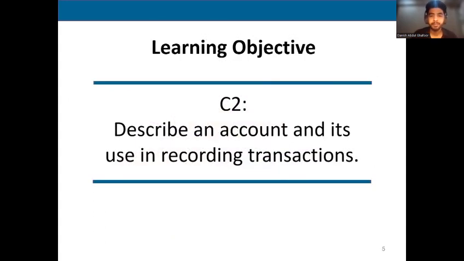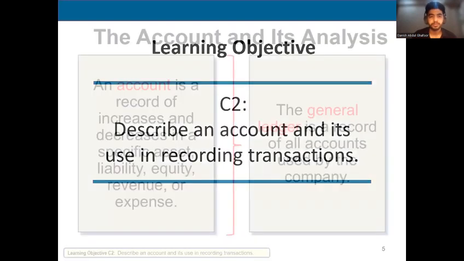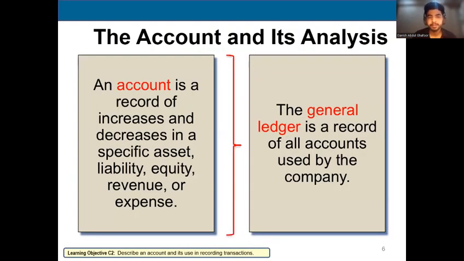Learning objective: describe an account and its use in recording transactions. So, the account and its analysis. An account is a record of increases and decreases in a specific asset, liability, equity, revenue, or expense. Okay. Then this account is reflected in the general ledger. The general ledger is a record of all accounts used by the company.